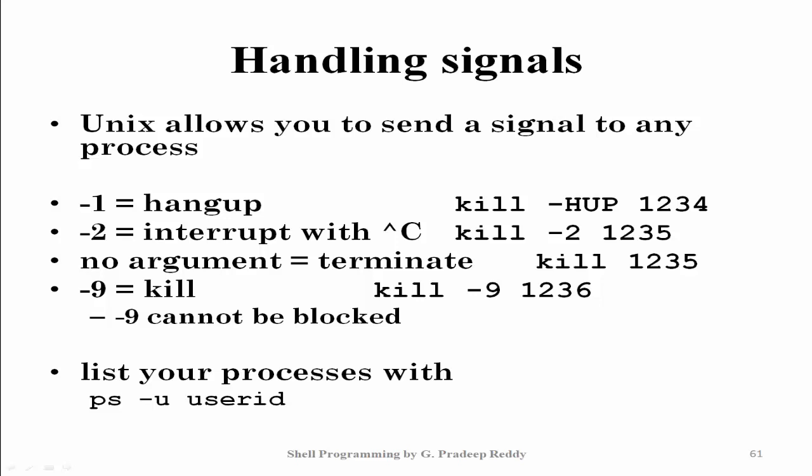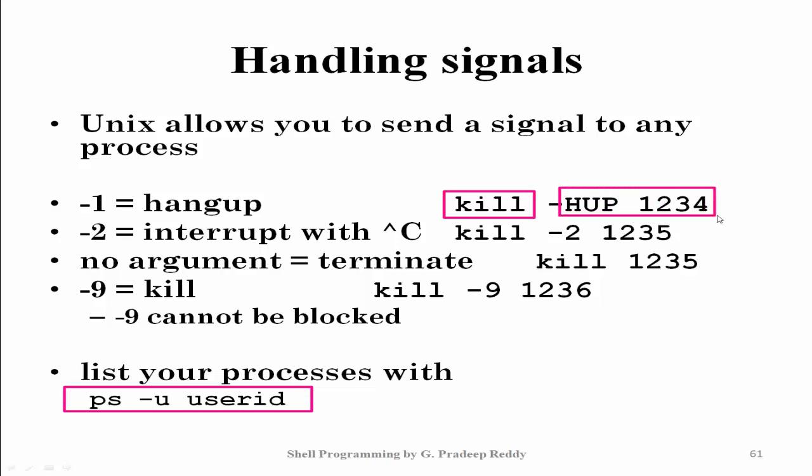Unix allows you to send a signal to any process. Here you can use the kill command in order to kill a process. If you type ps -u user id, it is going to list the specific processes. It may show a process id. For example, if you want to kill a specific process, HUP stands for hang up, and 9 is the signal used to kill. So it is going to kill the process 1236. For example, 1236 is a process which is running, and you can terminate that particular process.